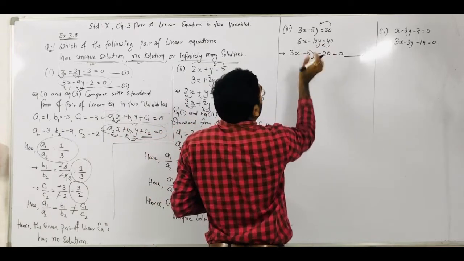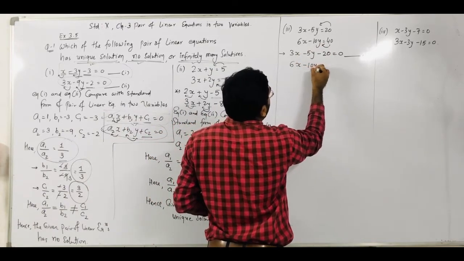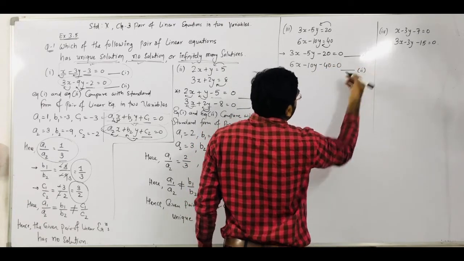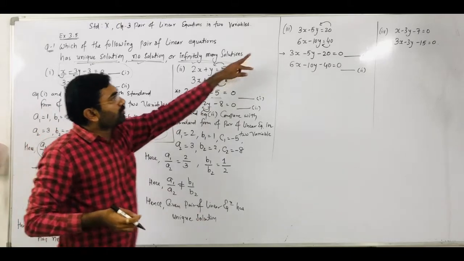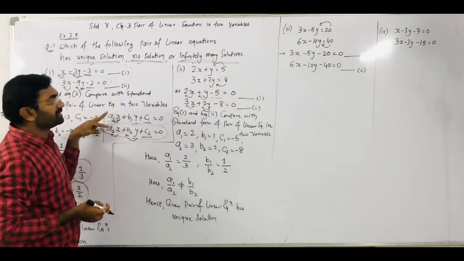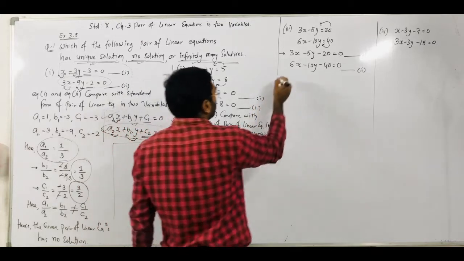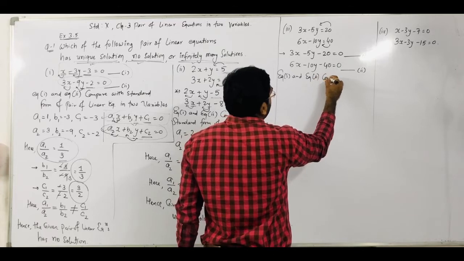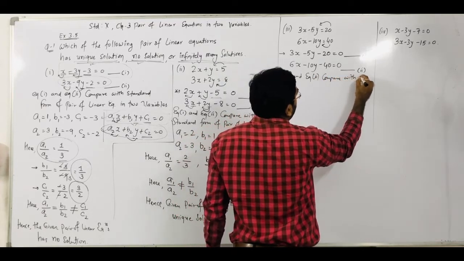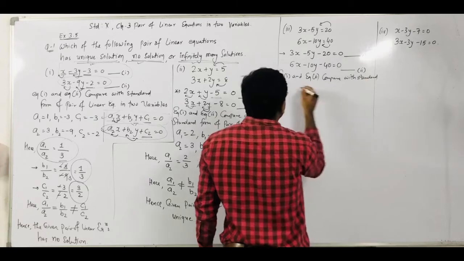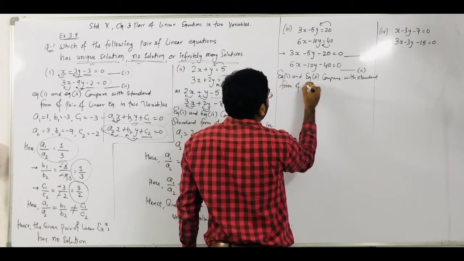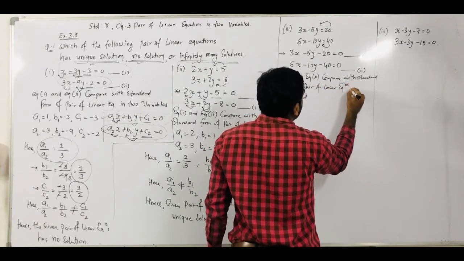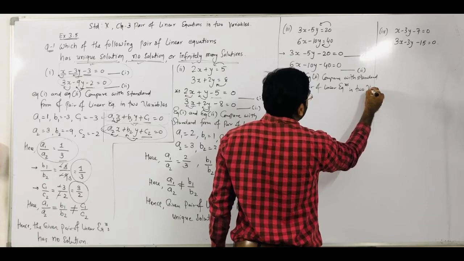Same way, in the second equation, 6x minus 10y, and plus 40 comes to the left-hand side, so it becomes 6x minus 10y plus 40 equal to 0. So this is the second equation. Now both equations we have to compare with our general standard form of a pair of linear equations in two variables.